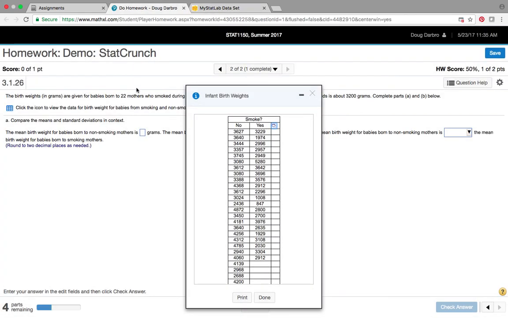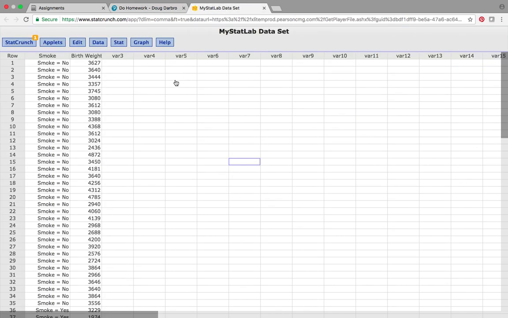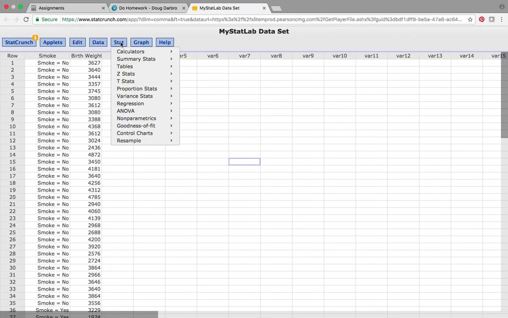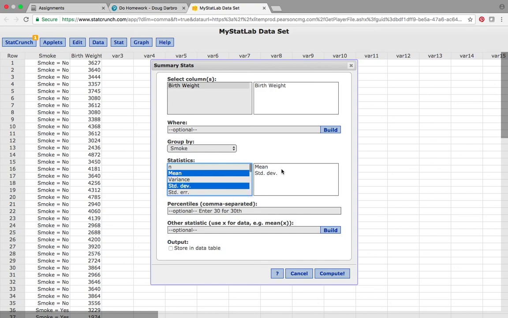So let's go over here and see what we got to find here. We've got our things set up. So compare the means and standard deviations in the context, so non-smoking to smoking. So I'm going to go Stat, Summary Statistics, Columns. So I want my birth weight grouped by smoking. And really the only thing I need is the mean and the standard deviation.